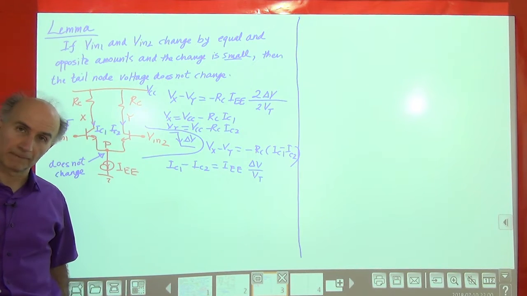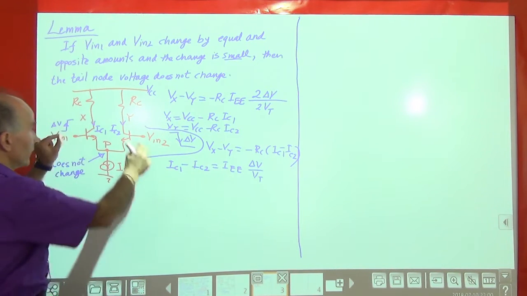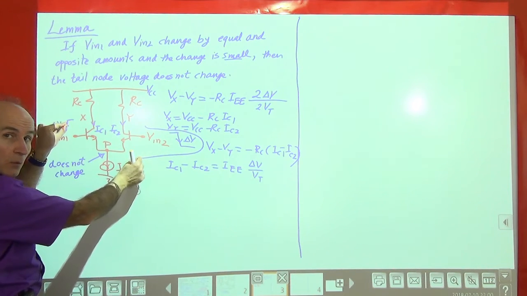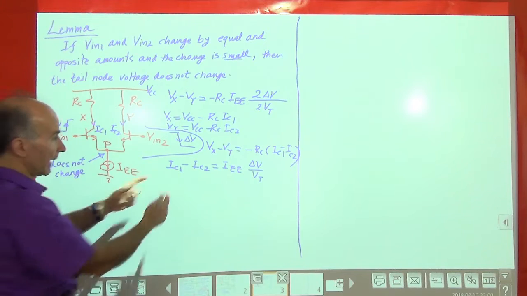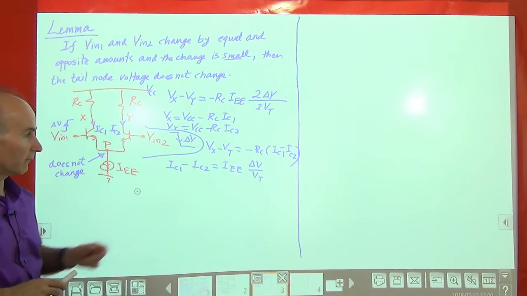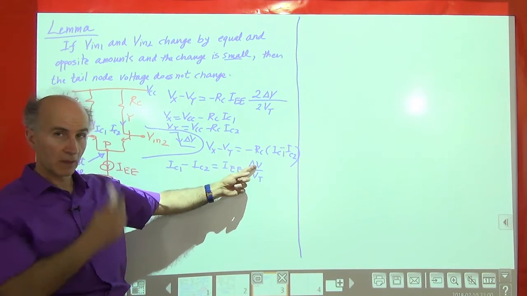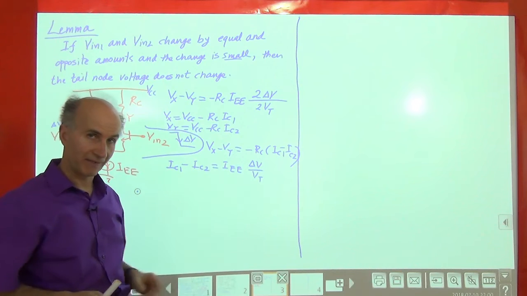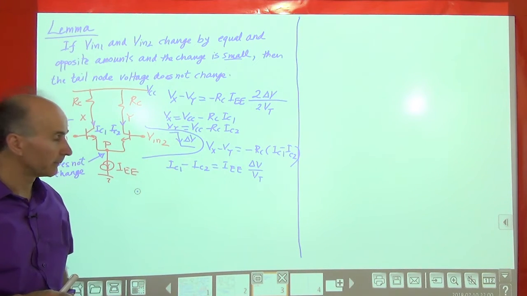Okay, nice and simple. So this says that in response to that small differential change that we created here, we also created some difference between IC1 and IC2, of course, right? And that difference is given by this amount. All right, so it's a fraction of the tail current, and that fraction is given by that delta V on each side divided by Vt, assuming that everything is small. All these changes are small.